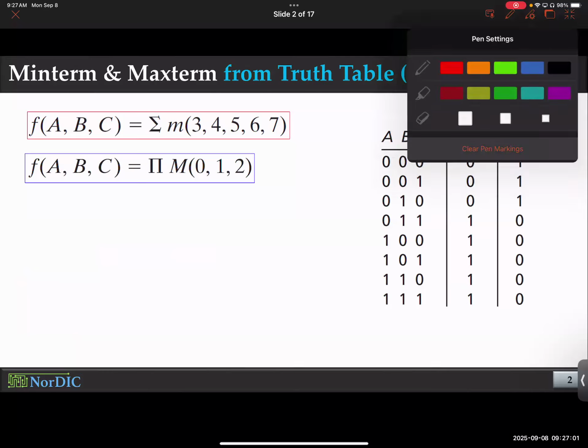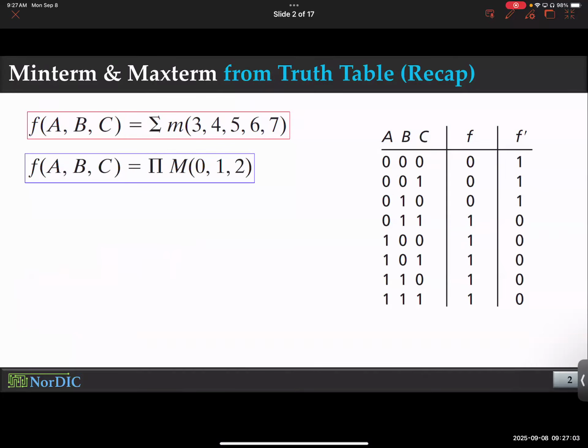Okay. All right. This is supposed to be a quick recap, but we already have done recap with the sum, so I don't want to go through this. Let me test you in 20 seconds. Can anybody help me get the min term and max term expression for this truth table? We did it together, by the way.